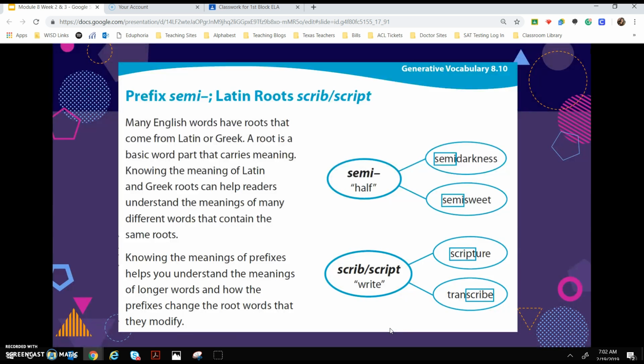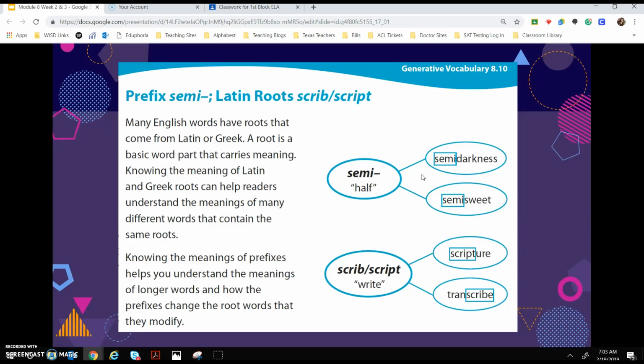All right, so the next thing, you're going to do this with your partner. We're going to talk about the prefix semi, and the Latin roots scribe and script. So you're going to watch this video, and then you're going to do this worksheet with your partner, okay? So many English words have roots that come from Latin or Greek. A root is a basic word part that carries meaning. Knowing the meaning of Latin and Greek roots can help readers understand the meaning of many different words that contain the same roots.